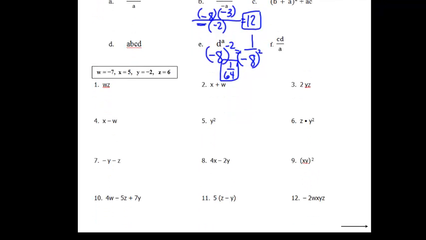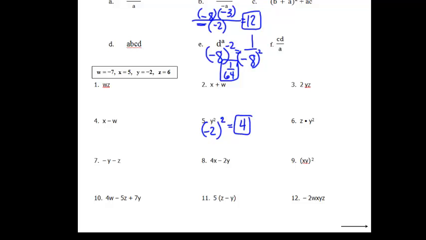Let's take a look at 5 down below. 5 wants me to take y and square it. What is y? y is negative 2. So I'm squaring negative 2, and that's how you should write that one. When I square negative 2, it means negative 2 times negative 2, which is positive 4.